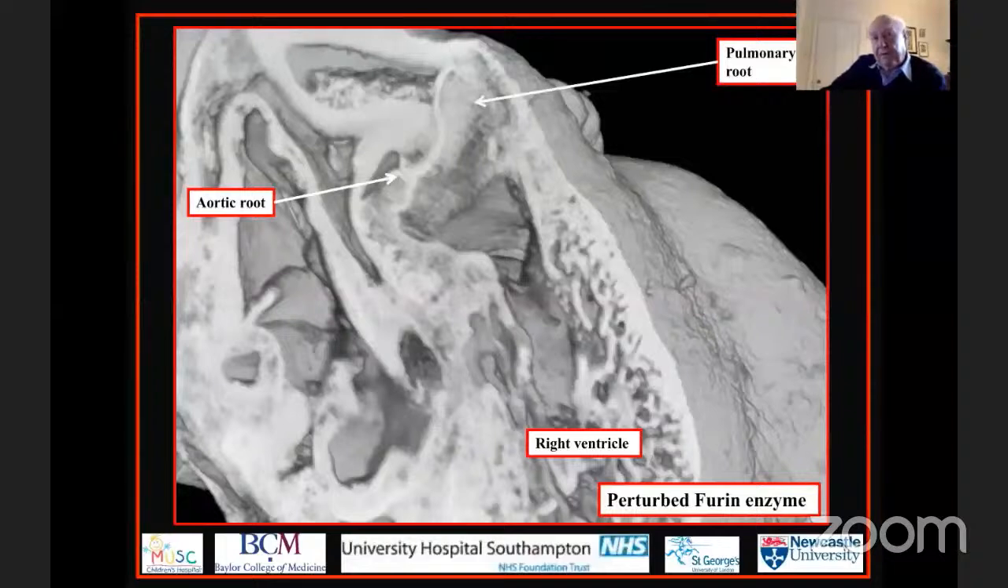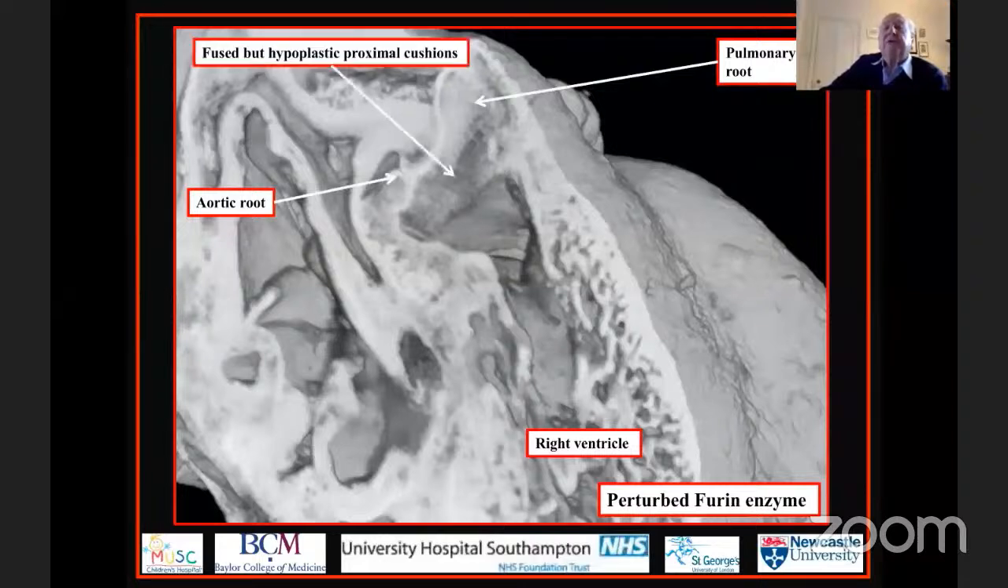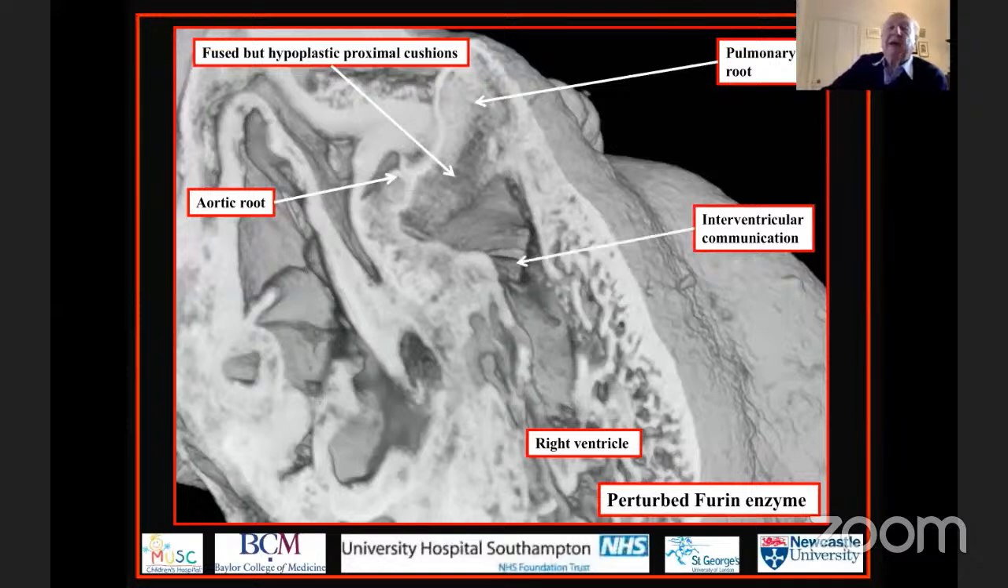And the perturbation of the furin enzyme in these mice has meant that the outflow cushions themselves have fused, but they are hypoplastic and they have not muscularized. And now they have connection neither to the cranial nor to the caudal part of the interventricular communication. And because of that lack of anchoring, both of the arterial roots are now free to move across that embryonic interventricular communication.